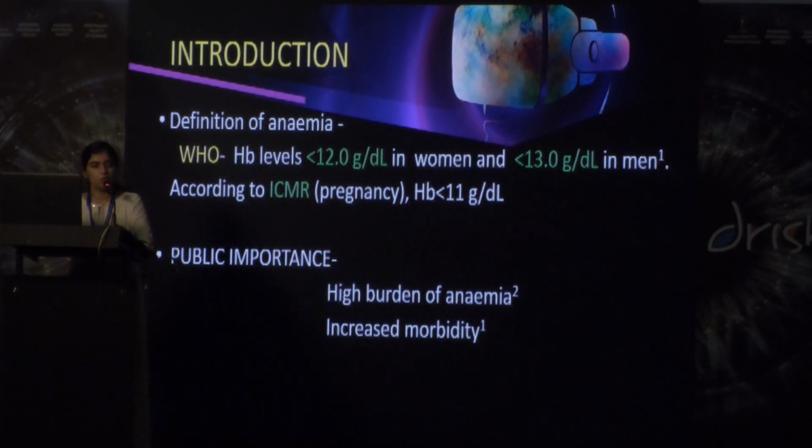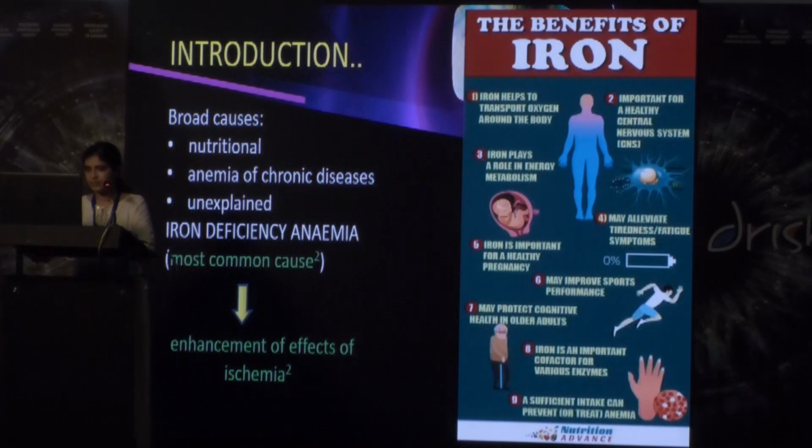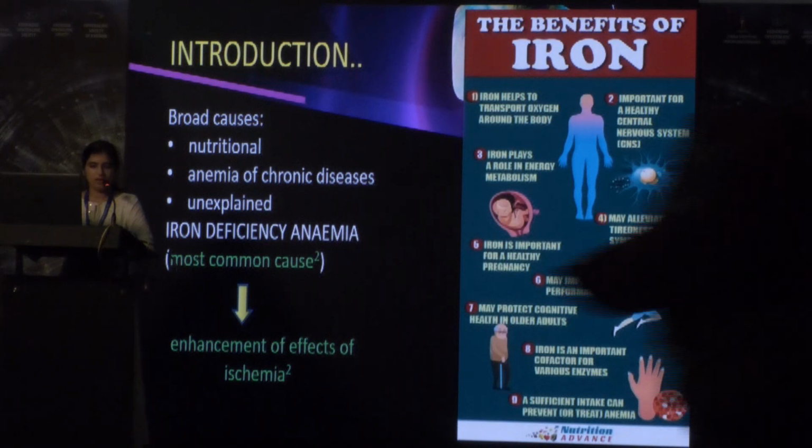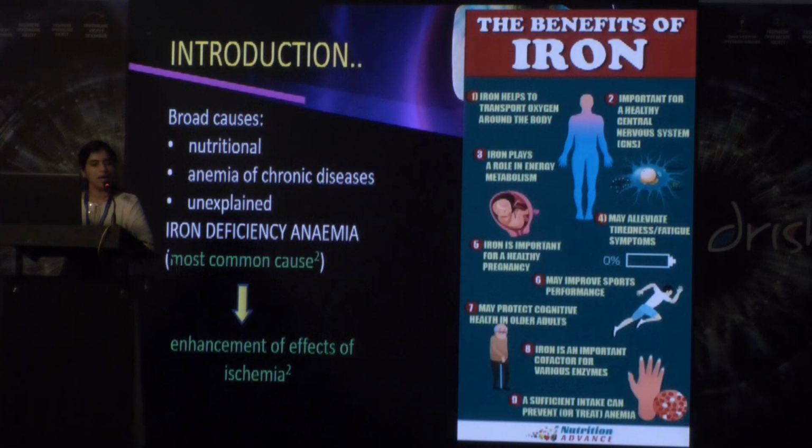Coming to the introduction, the World Health Organization defines anemia as hemoglobin levels less than 12 gram per deciliter in women and less than 13 gram per deciliter in men. According to ICMR, in pregnancy, hemoglobin less than 11 gram per deciliter is considered anemic. The public importance of anemia is because of the high burden of anemia seen in our community and also the associated increased morbidity. Coming to the broad causes of anemia, nutritional causes are the most common, then anemia of chronic diseases or unexplained anemia, out of which the most common is iron deficiency anemia.